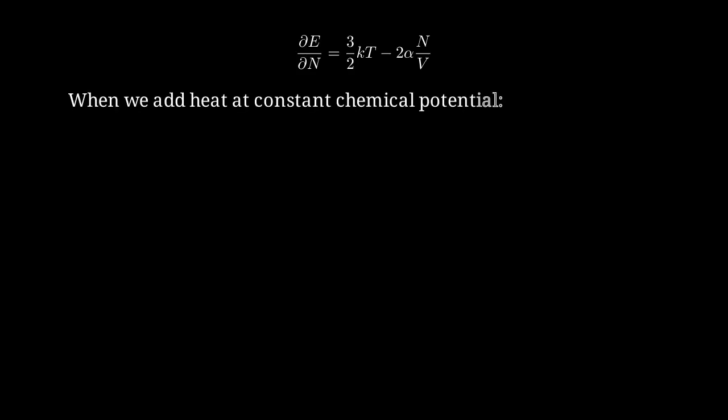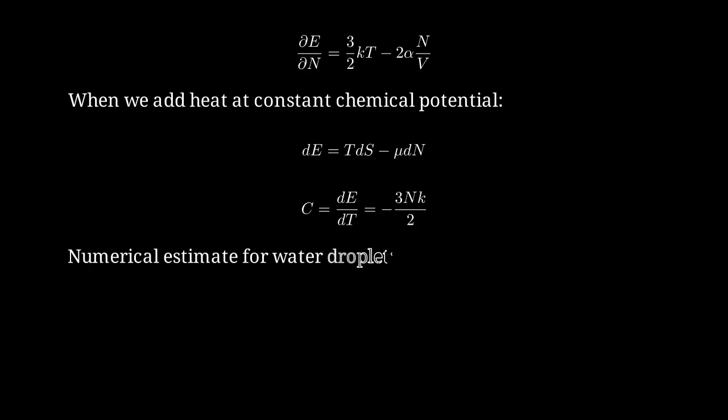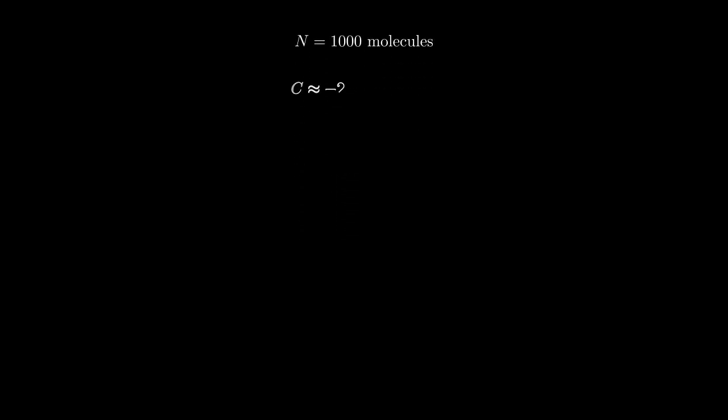When we add heat while maintaining equilibrium with the vapor, the chemical potential stays constant. The fundamental thermodynamic relation is dE equals TdS minus mu dN. Working through the calculus, we find the heat capacity is minus 3nk over 2, which is negative. Let's calculate actual numbers for a realistic water droplet. Consider a droplet with 1,000 water molecules. The heat capacity is approximately minus 2 times 10 to the minus 20 joules per Kelvin. The negative sign is the crucial feature.